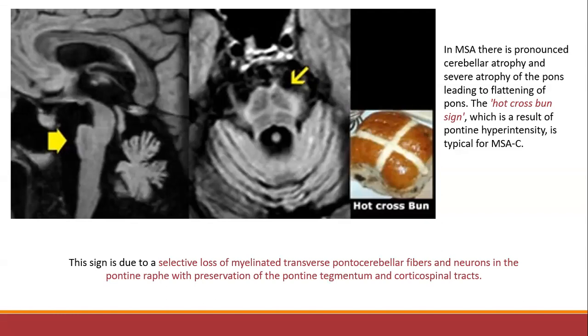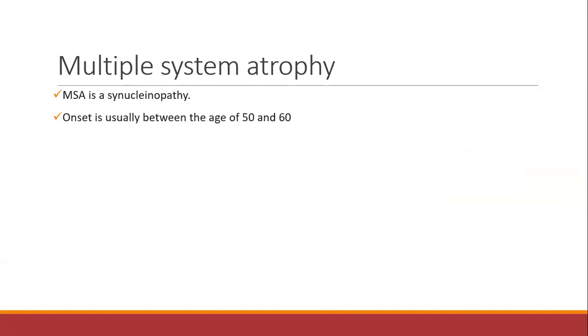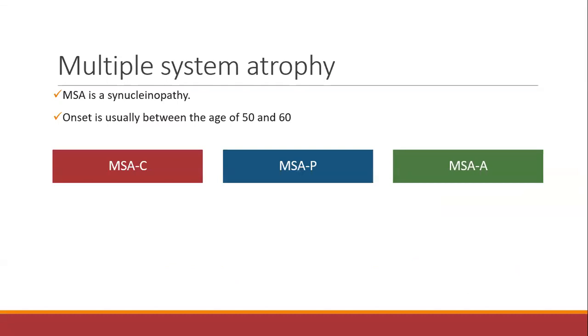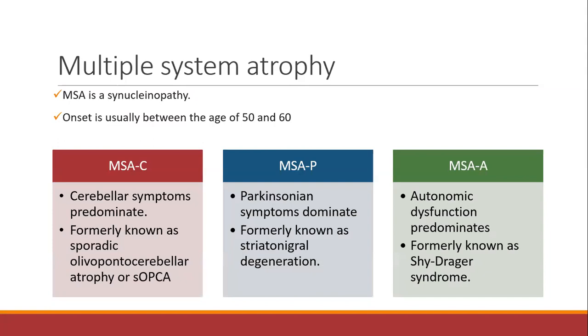The sign is due to selective loss of the myelinated transverse pontocerebellar fibers and neurons in the pontine raphe with the preservation of the pontine tegmentum and the corticospinal tracts. MSA, unlike PSP, is a synucleinopathy. So onset is usually between the age of 50 and 60, and you have the classification into MSA-C, MSA-P, and MSA-A, the autonomic variant, which was earlier known as Shy-Drager syndrome.